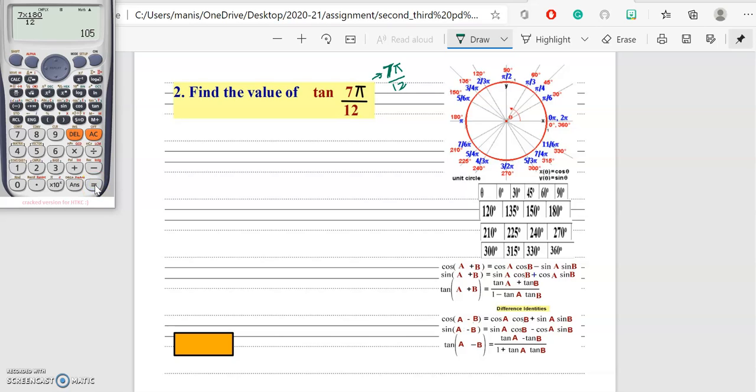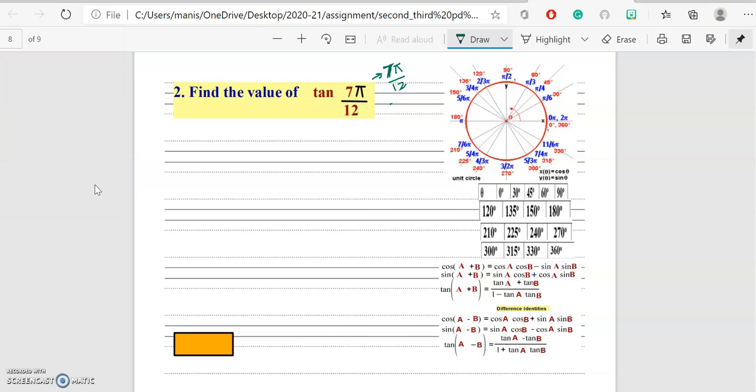105 degrees. So in the background, to make it easy, I am looking for two numbers that on adding or subtracting give me 105. And I know 60 plus 45 gives me 105. You can add them. So I can write tangent of 7 pi over 12 is equal to tangent of 60 plus 45. Which one is 60? 60 is pi over 3 and 45 is pi over 4. So I can write it here, pi over 3 plus pi over 4.